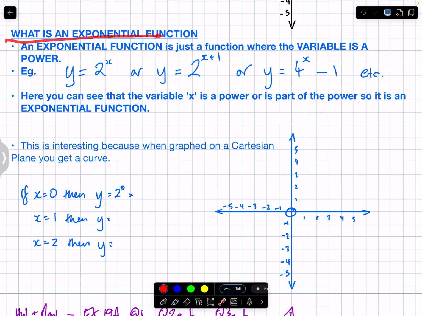What is an exponential function? An exponential function is just a function where the variable is a power. What do you notice about the x here? Is that a power? Is it up to the right? Is it written small? That's an exponential function.